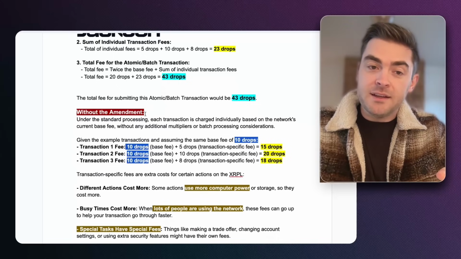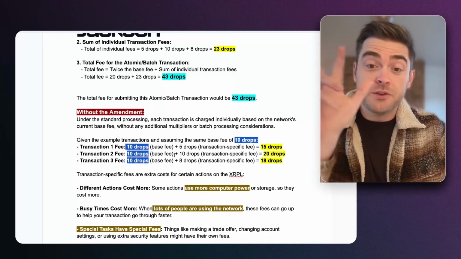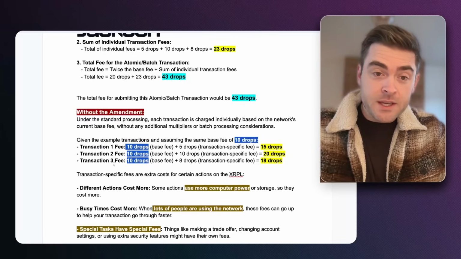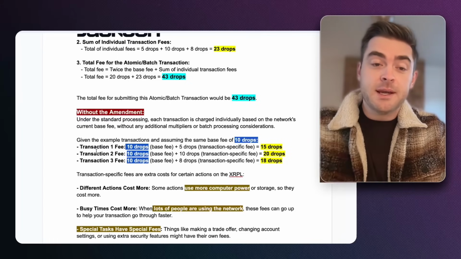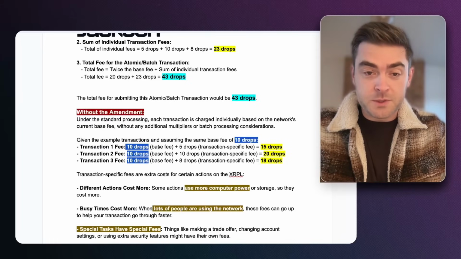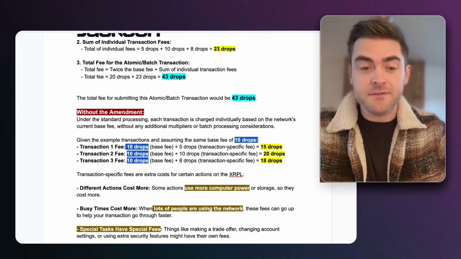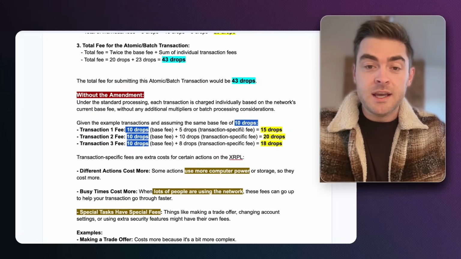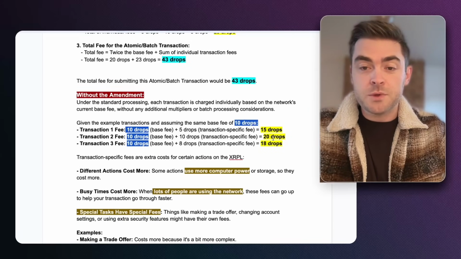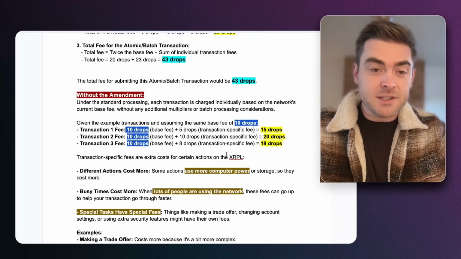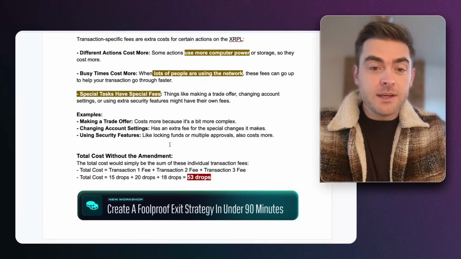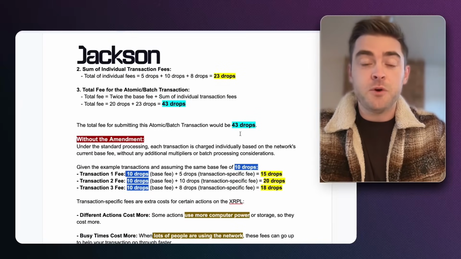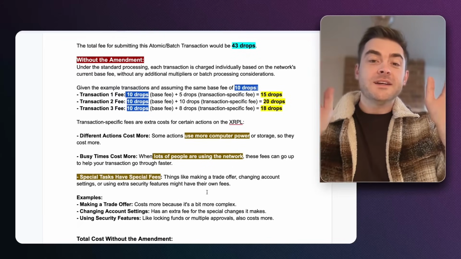Now, when we compare that to doing 3 transactions without the amendment, you start to see a little difference here. Because you're now doing all of these separately, you've got transaction 1, which is 10 drops, the base fee, plus the transaction specific fee, which, as I mentioned, different tasks have different fees associated. Transaction 1 would cost 15 drops, 2 would cost 20 drops, and 3 would cost 18 drops. So the total cost without the amendment is 53 drops versus the 43 drops. Now I was thinking, whoa, there's even a cost saving.